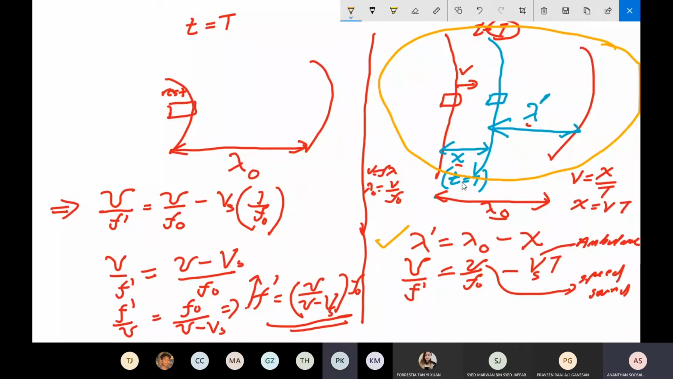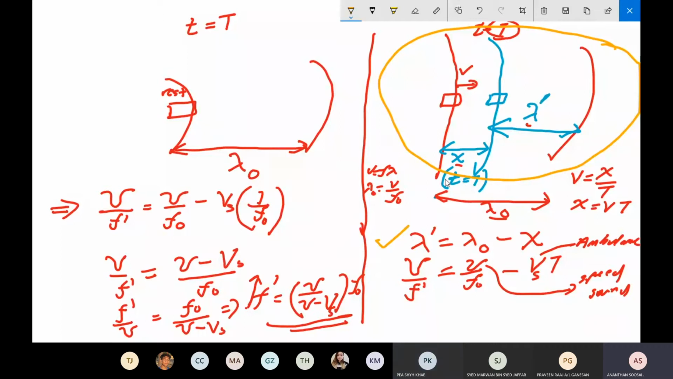Teacher, can you pause for a while so I can copy down the derivation? Oh, okay. It's already recording, so later you can view it, right?